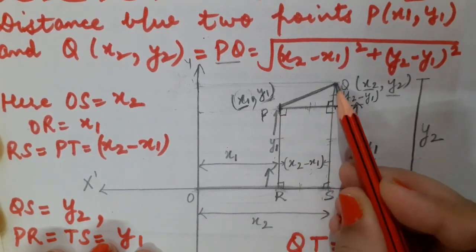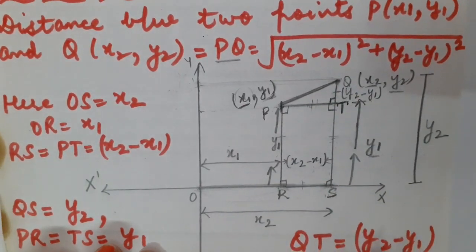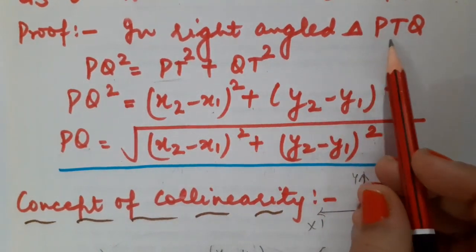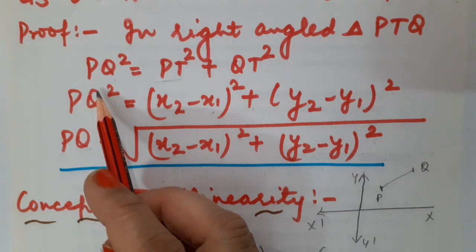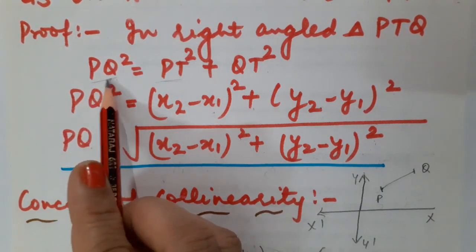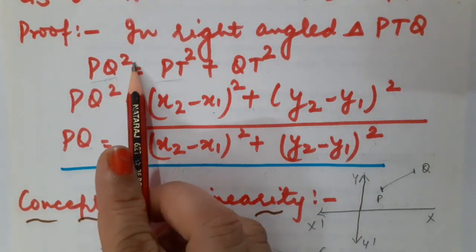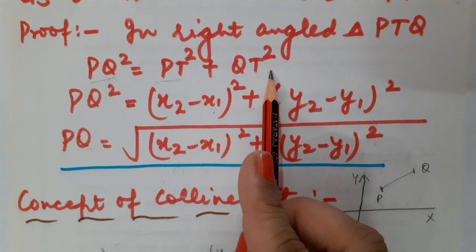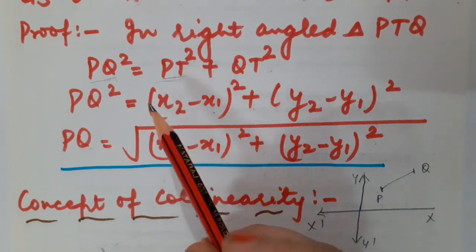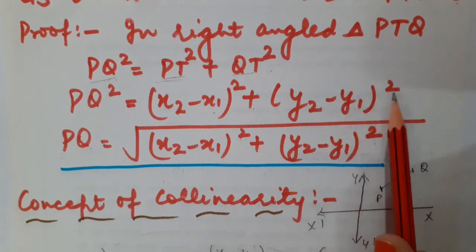So can we apply the Pythagoras theorem on this very triangle, that is QTP? So now I am going to apply the Pythagoras theorem on this triangle. Now children, in right angled triangle PTQ, I am going to apply Pythagoras. As you know, the side which is just opposite the 90 degree angle is known as the hypotenuse. So PQ square is hypotenuse square. Hypotenuse square is equal to base square plus height square. So PQ square is equal to PT square plus QT square. Fine students. Now PQ square is equal to PT, which we have just calculated, that is x2 minus x1 and its whole square, plus QT, which is y2 minus y1 and its whole square.